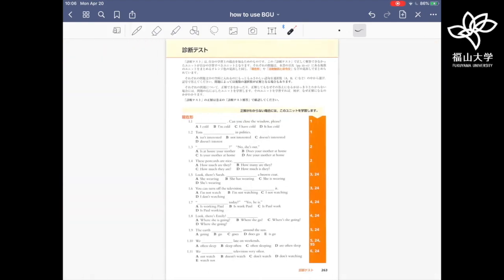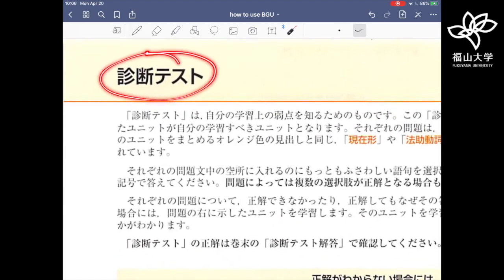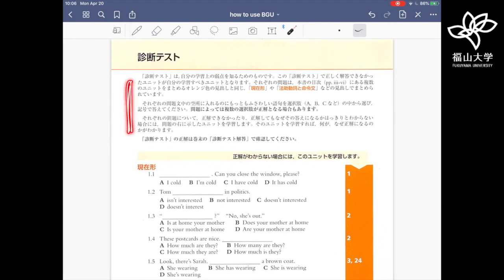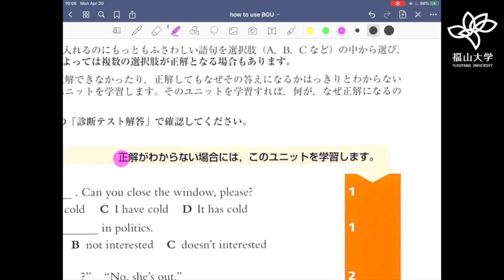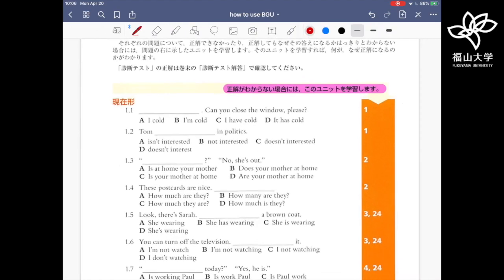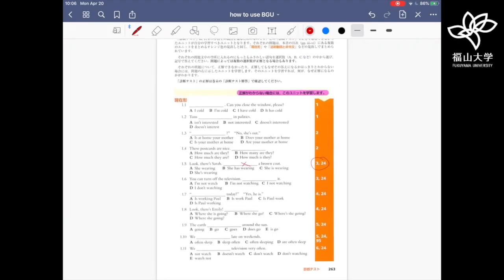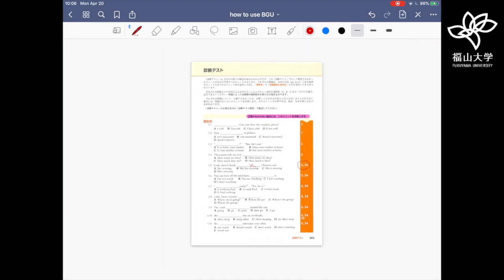But if you don't know where to start, do the diagnostic test, 診断テスト. Do read the explanation first, and then do the exercises. They tell you what to do when you make a mistake. If you get, for example, number 3 wrong, then you want to go here to Unit 3 and Unit 24. And this would help you. You can use this to study.